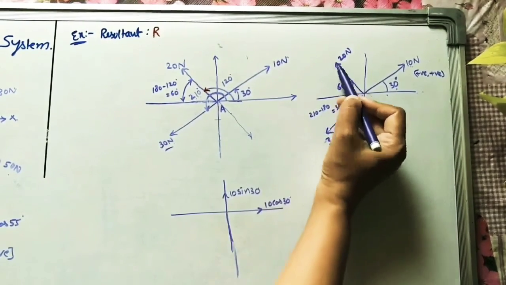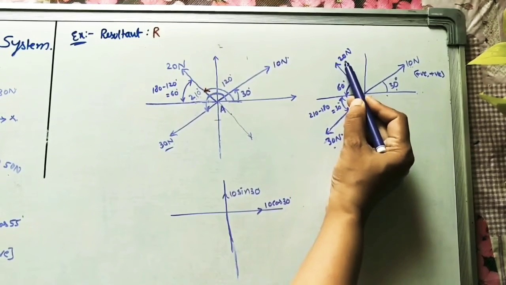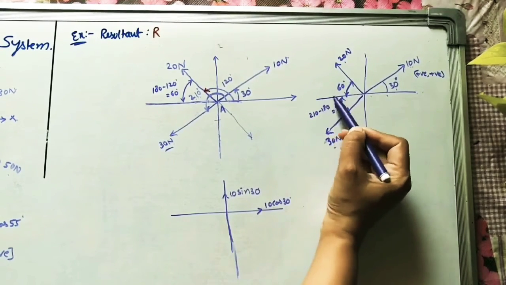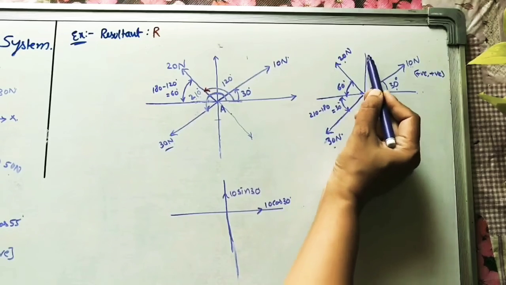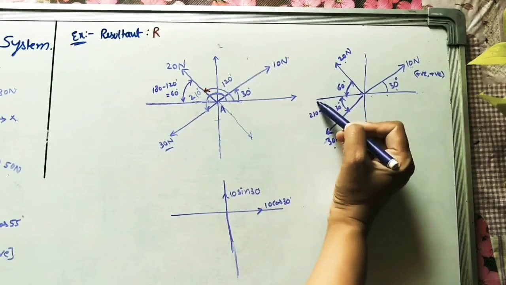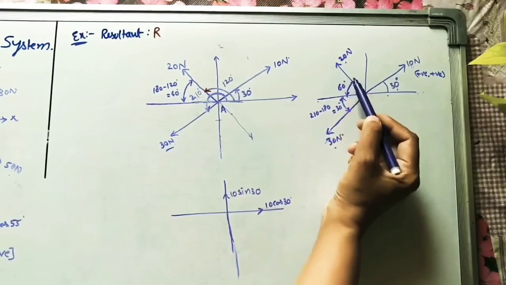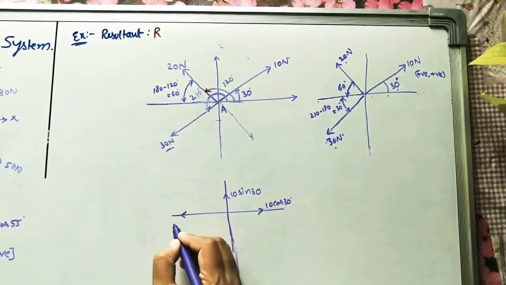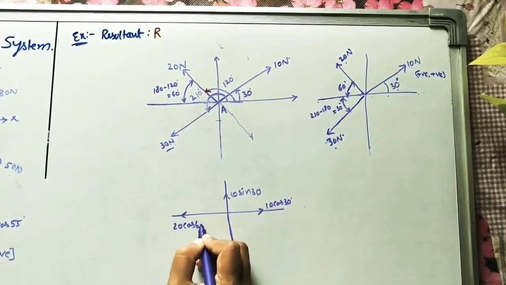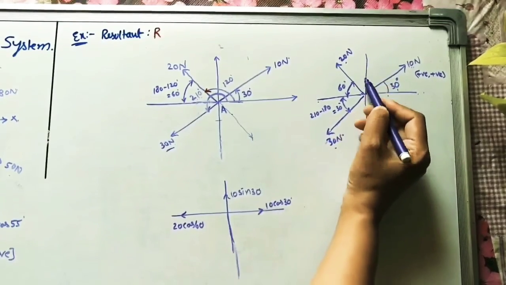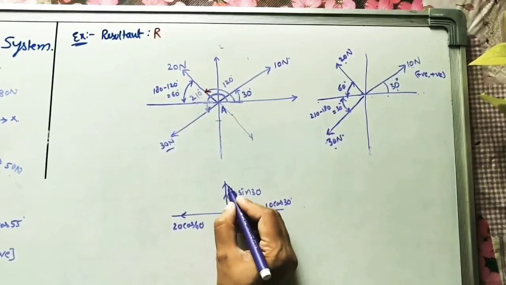And the next force is 20 newtons. It is in the second quadrant. The horizontal component is negative, in this direction. Vertical is upward. So the x value is negative, the y value is positive. What is the horizontal component? Cos will come: 20 cos 60. Vertical is positive: 20 sine 60.